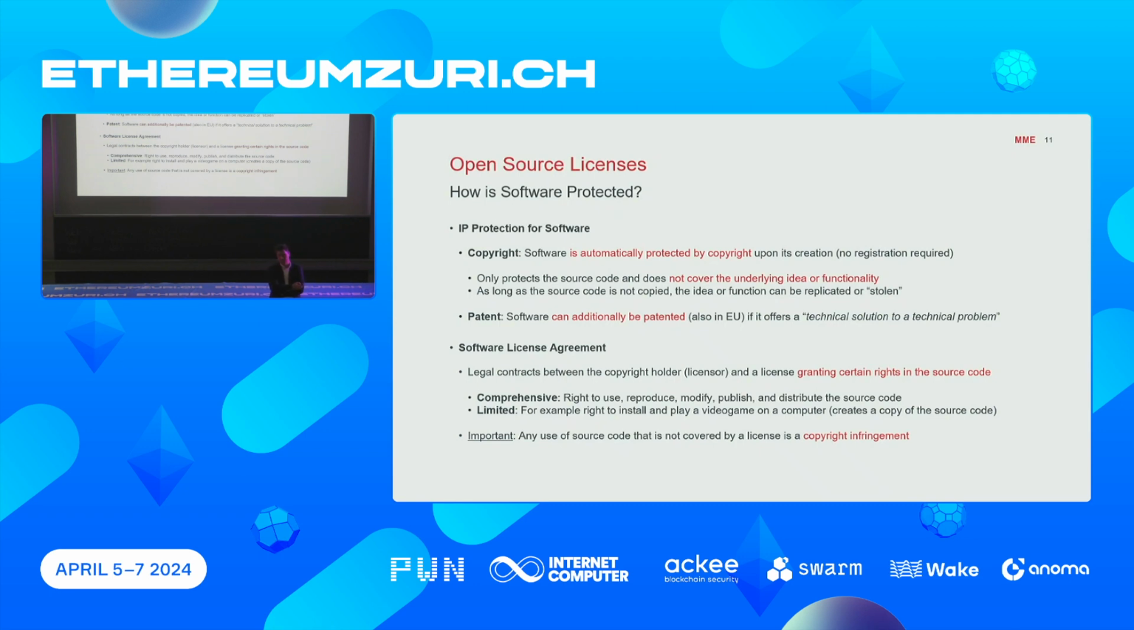In a nutshell, whenever you create software, it is automatically granted copyright protection. You don't have to do anything, at least in Switzerland. I think in the US there are some registration requirements. But the most important thing here is that copyright only protects the source code. It doesn't protect the idea. So if somebody takes the idea of having liquidity pools and doing swapping with those pools, anybody can do that, as long as they don't steal your code. If you want to protect the idea behind your product, you have to get a patent. And it's possible to get a software patent, also in the European Union, even though a lot of people think that's not possible. It is possible.